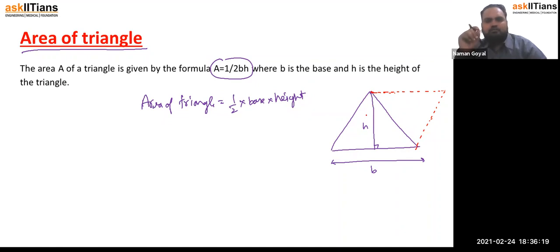Area of parallelogram is what? Base into height, b into h. So area of triangle is what? Half into base into height, right? Are you getting my point? So we can say like that. Very nice. So this is the formula for area of triangle.